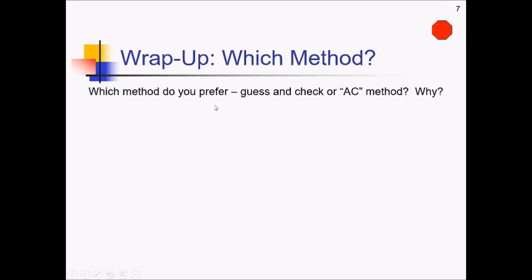For the wrap-up on this one, pause the video and take a moment to write down which method you prefer, guess and check or AC, and why. All right, now for my 2 cents on this one, I think they're both useful in different situations. Guess and check is great if you have a simple problem with only a couple possibilities that you have to check, and there's no process to memorize, so there's definitely that going for it. AC is a little bit more involved with that process, but it's really great for problems where there's lots of possibilities. The nice thing about AC is that if you practice it, you can become really efficient at it, and it always takes about the same amount of time. So just different things to think about.